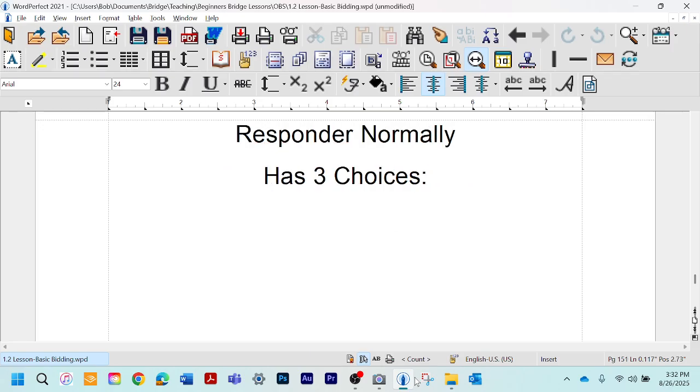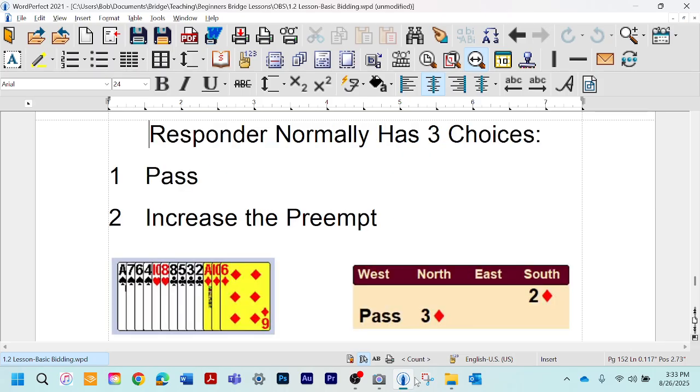The responder normally has three choices. A great amount of the time, they're going to pass, because if the opener has a weak hand, a preempt, then most likely you're not going to be able to get the game. But they will apply the rule of 17. There's a way to determine if you have game if your partner preempts, and that's the rule of 17.